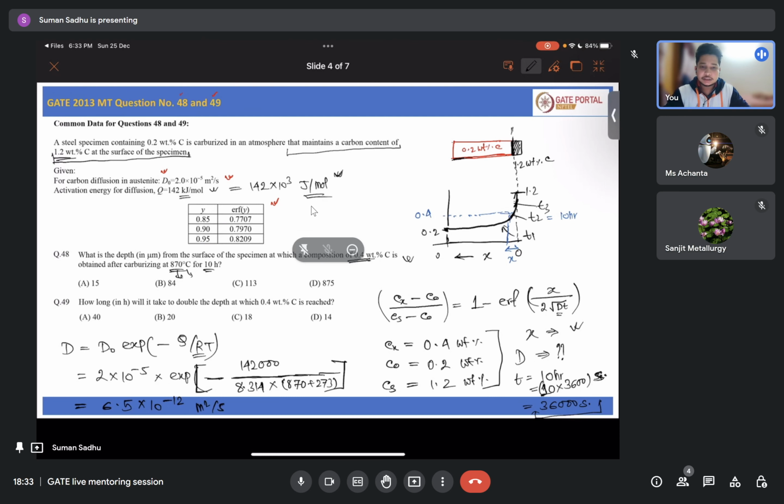Are you getting it, or do you have any doubt till now? No, sir. Okay. So now we got the D value. So we have all the values on the left hand side, and on the right hand side we know the D values and the t values. We have to calculate the x.